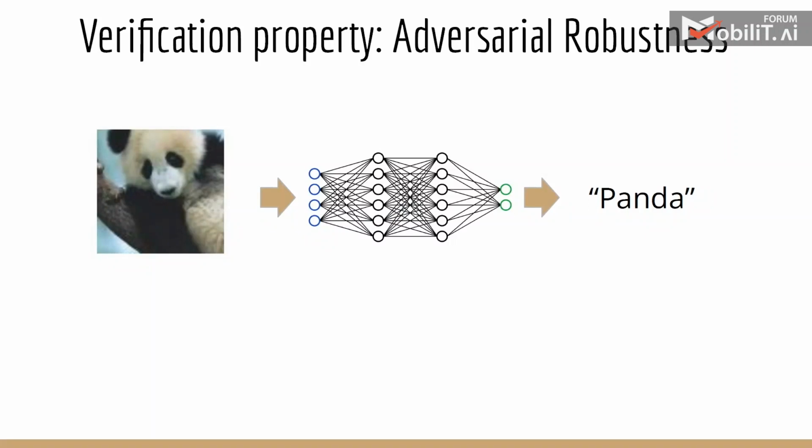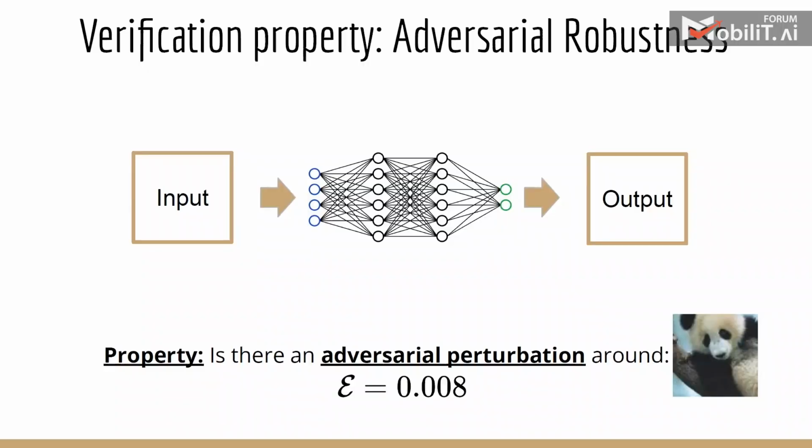So the first very commonly referred property is the property of adversarial robustness. I'll talk a bit more about how this works. Again, we have a neural network, we have the image of a panda, and this image is classified as a panda, but we want to check that it is adversarially robust under some area. So we can encode a property that asks if there is an adversarial perturbation around this specific image, and this epsilon of 0.008 is the epsilon ball around this image, meaning that we let each one of the pixels change by up to a difference of 0.008. And this is the property that we're encoding.